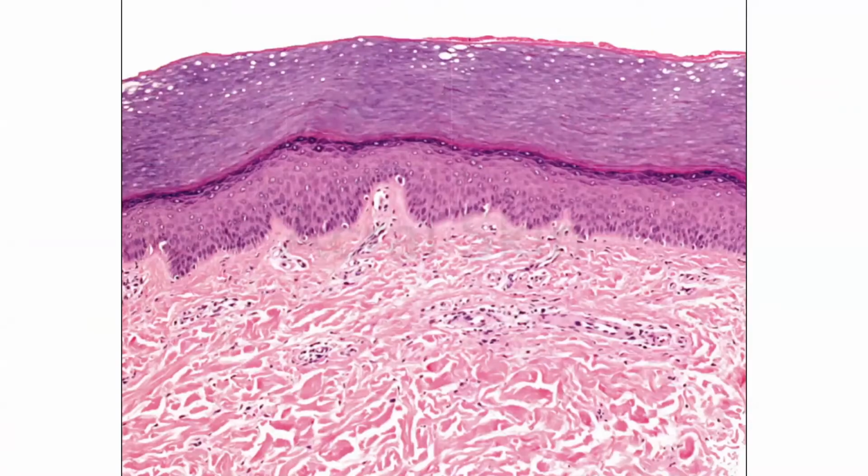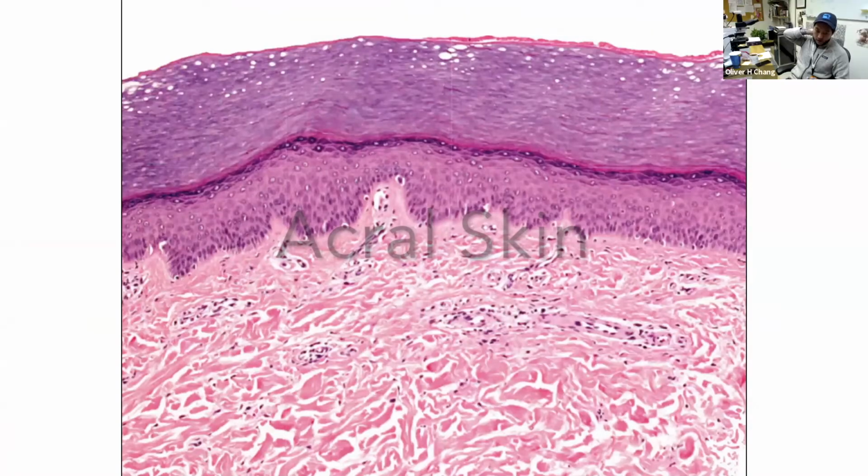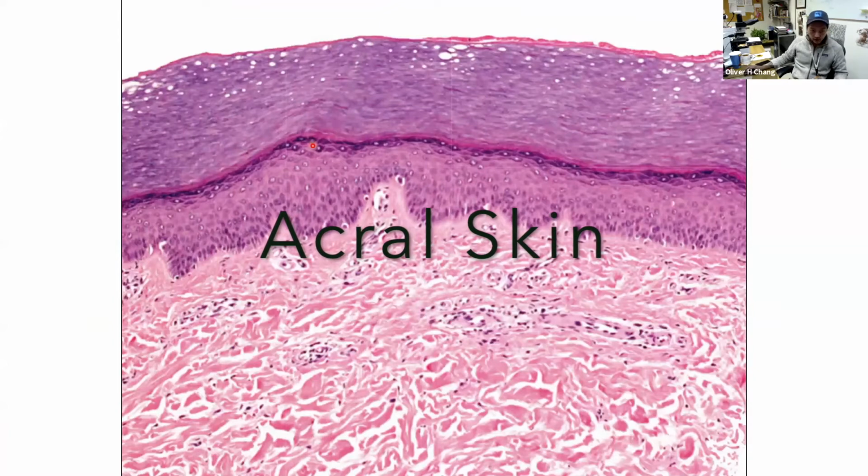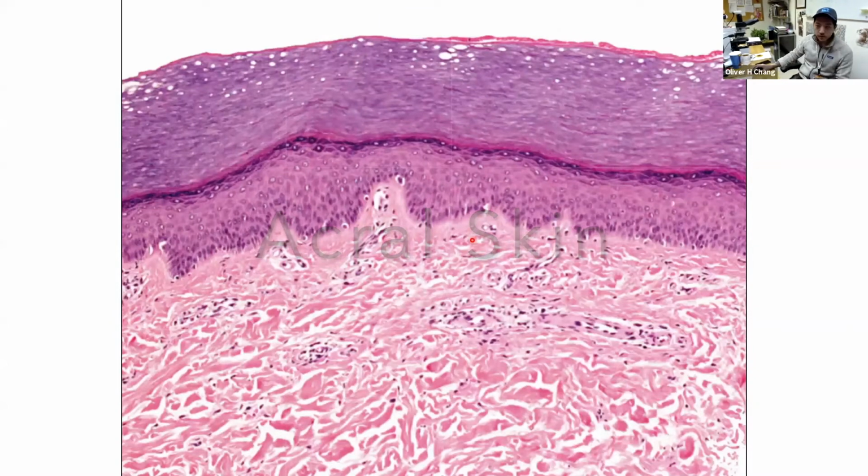I'm going to talk a little bit about variability of how the skin can look at different parts of the body. Super thick, super compact stratum corneum. We even have a stratum lucidum, this pink layer right here, prominent granular layer. So this is from palms, soles.